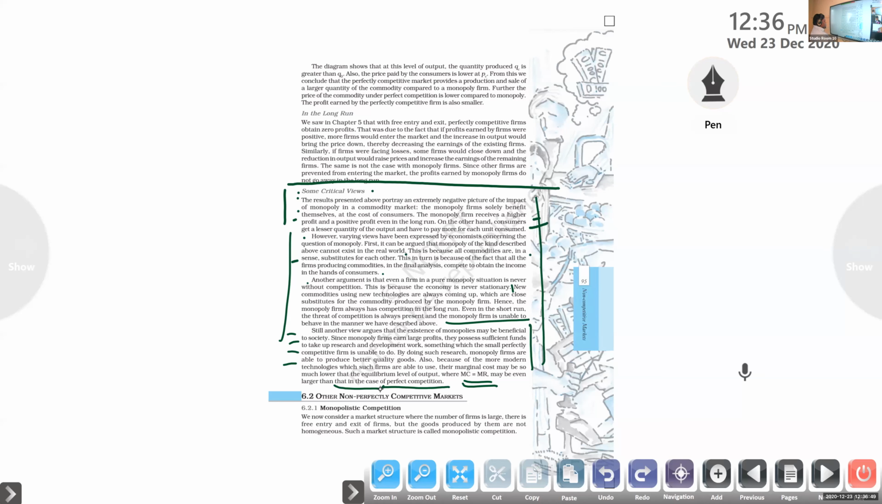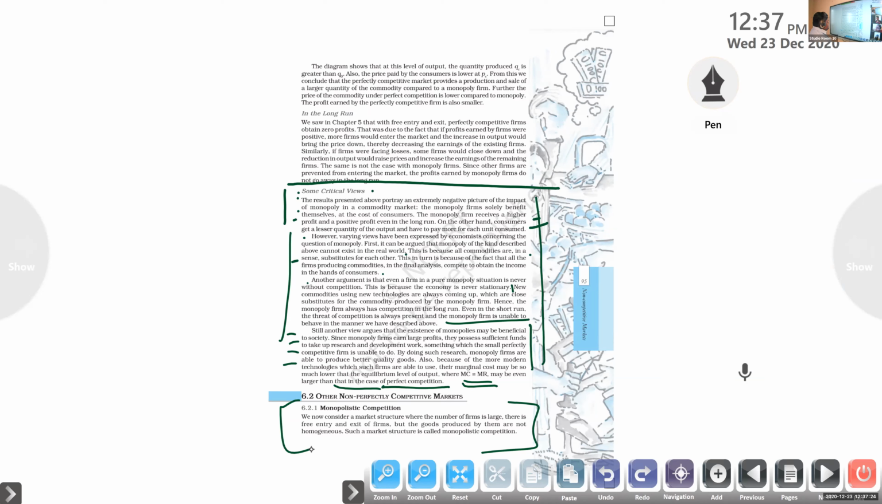Monopolistic competition. We now consider a market structure where the number of firms is large. There is free entry and exit of firms, but the goods produced by them are not homogeneous. Such a market structure is called monopolistic competition. Underline that, to answer the question: what do you mean by the term monopolistic competition? Reading one more time: consider a market structure where the number of firms is very large, and there is free entry and exit of firms.